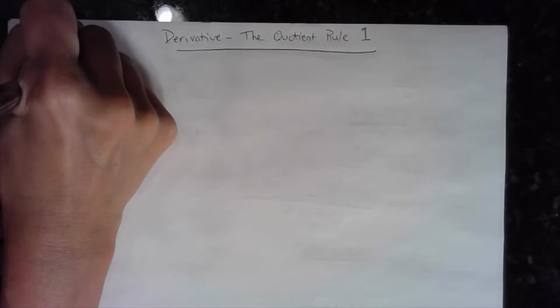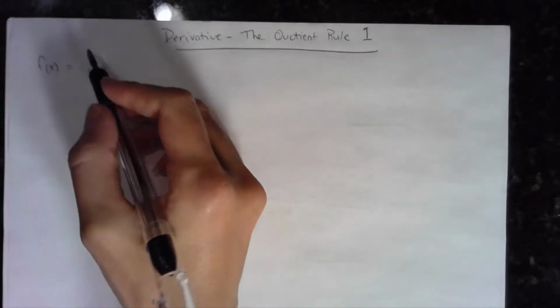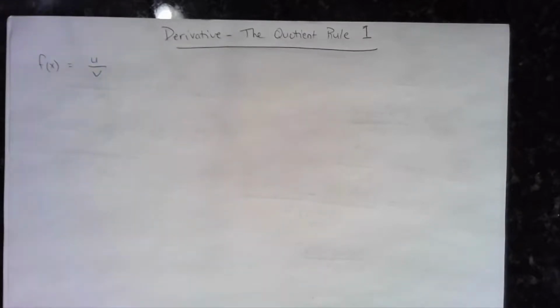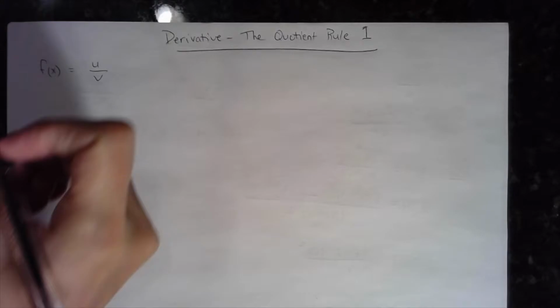So, if I have a function that looks like this, where u is an expression of x and v is an expression of x, I have a quotient, right? A quotient is division or a fraction. And I want to find the first derivative of this quotient. So I want to find f prime of x.